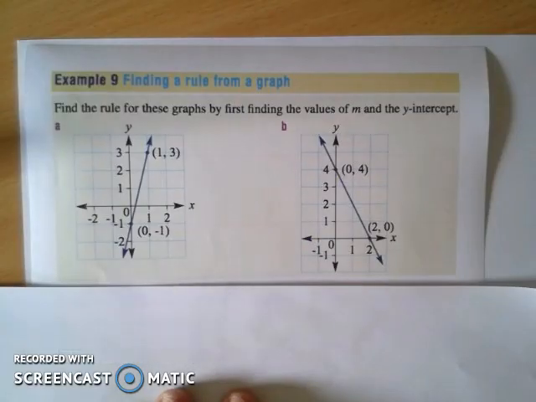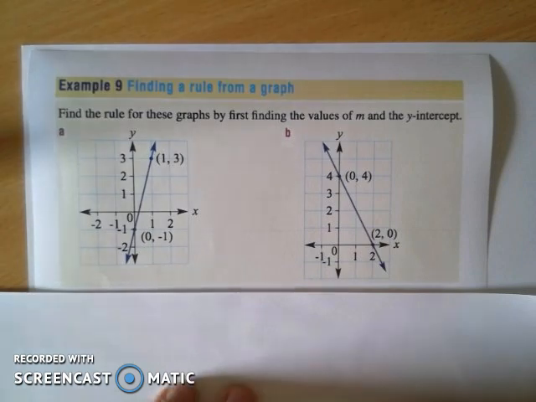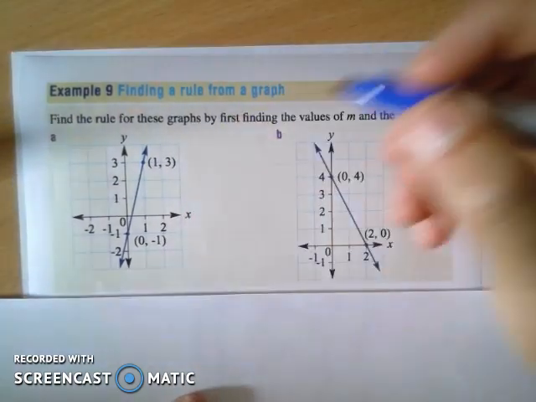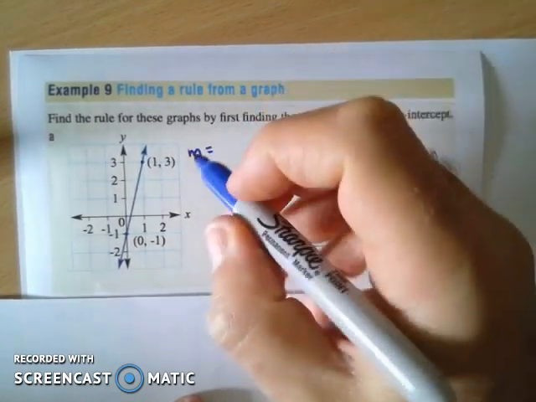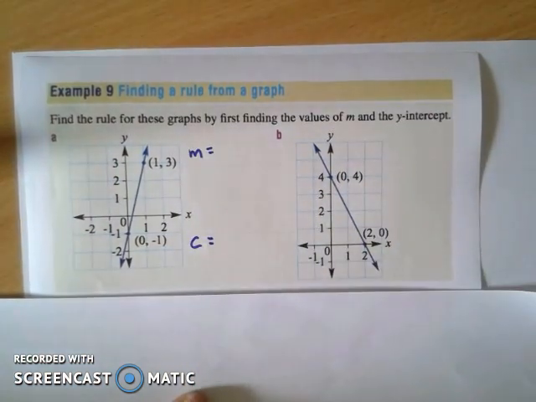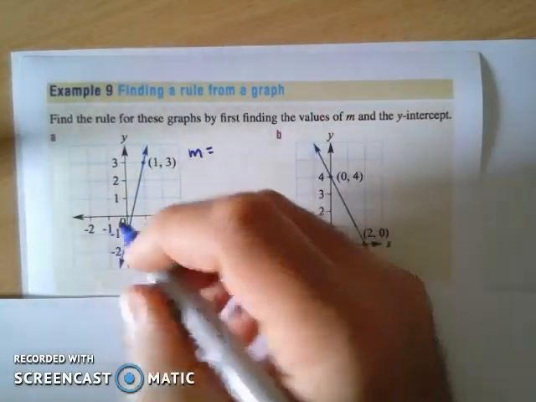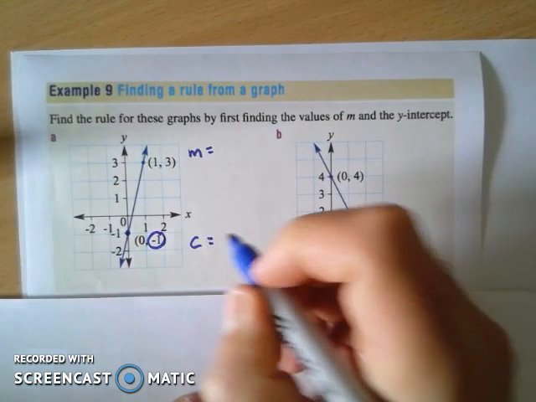In example 9, they ask us to find a rule from a graph. Find a rule of these graphs. So I'm going to go to the first one, and I first got to identify what I know. First, I need to find what is my gradient. I need to know what m is, and I also need to know what c is. Now c is pretty straightforward because c is my y-intercept. Where does this line go to the y-intercept? Down there, which means c is -1.